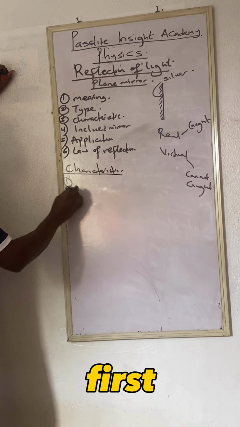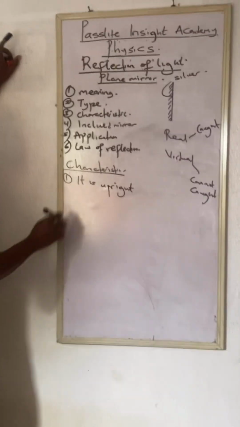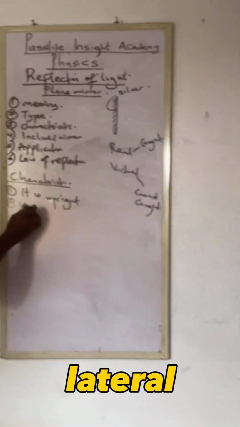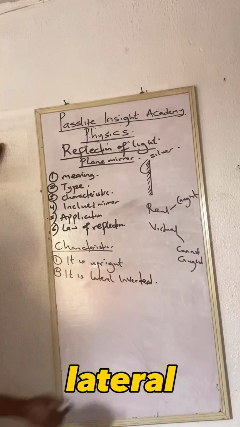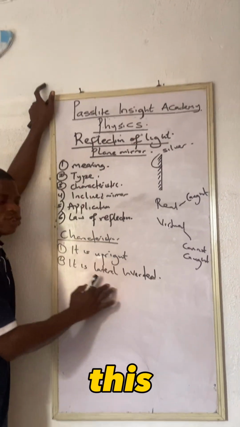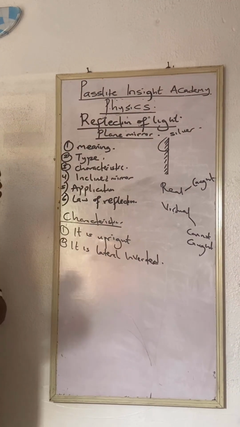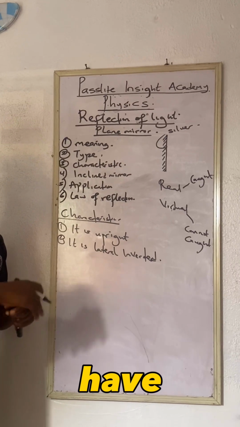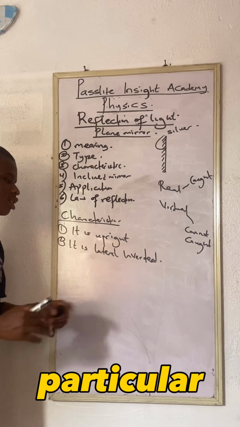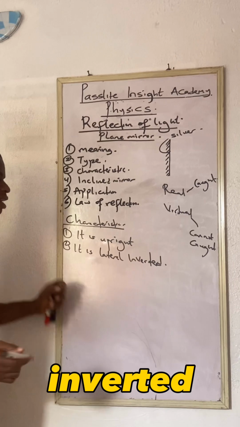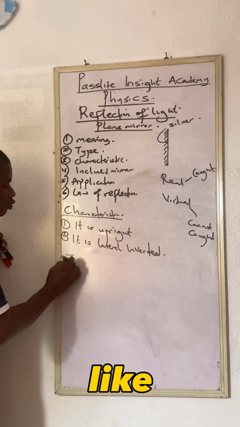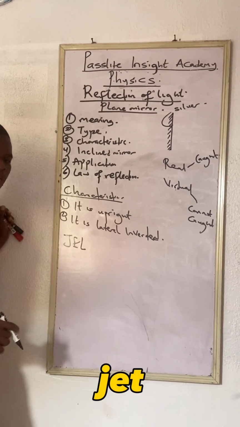The first one is that it is upright. Number two, it is laterally inverted. That means lateral inversion, and I'll show you the meaning of lateral on the board. What is on the board here appears upside down in the mirror, and when you have a reverse of that particular word, that is what's called laterally inverted. For instance, we're having something like this word written this way, showing on a plane mirror.